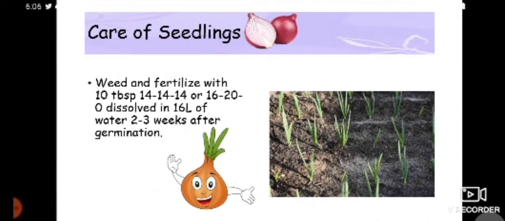Next is care of seedlings. Weed and fertilize with 10 tablespoons of 14-14-14 or 16-20-0 dissolved in 16 liters of water 2 to 3 weeks after germination. Reduce the frequency of watering 10 days before transplanting. Allow seedlings to suffer mild wilting before watering to harden them. Water the seedbed thoroughly before pulling them gently. Avoid damage to roots or stem for transplanting.